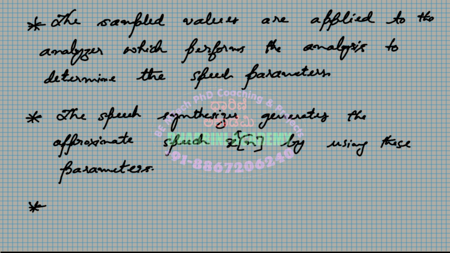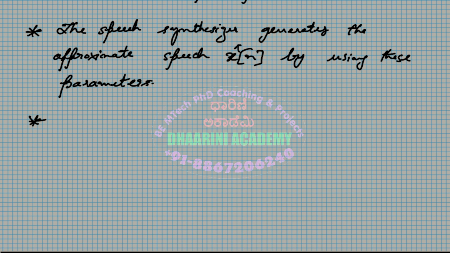The error signal, which is generated by taking the difference of x of n and x cap of n, is given as the error. That error is given as input to the encoder. Normally we compare the sampled signal to the approximated signal. The encoder forms the digital signal, so the encoder's output will be discrete and digital in nature, and we call it the LPC output.